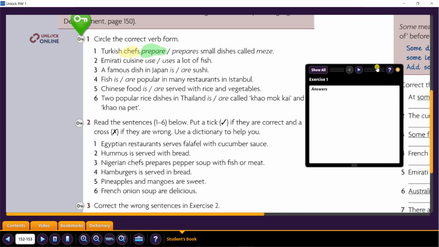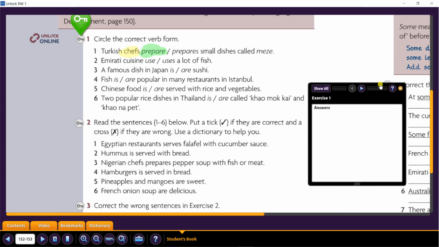Okay, starting with task number 1. Number 1 is already done. Prepare is the correct answer. Number 2.